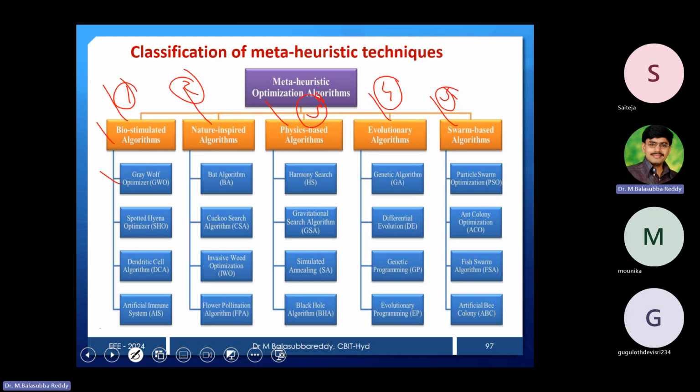Similarly, natural inspired algorithms. There is the bat algorithm. This is also a bit old, but many people are still using it. Then the cuckoo search algorithm. I used this algorithm also in one of my research works. And the invasive weed optimization algorithm, and then flower pollination algorithm, FPA. This is related to the natural inspired algorithms, and physics based algorithms are also there.